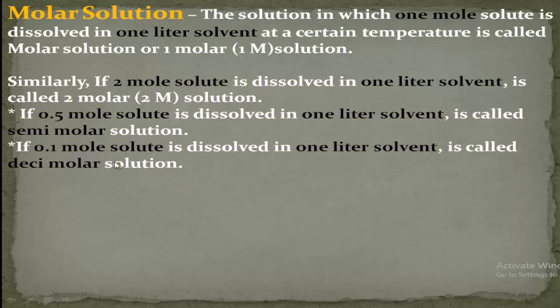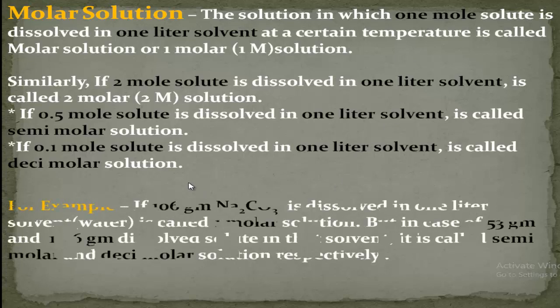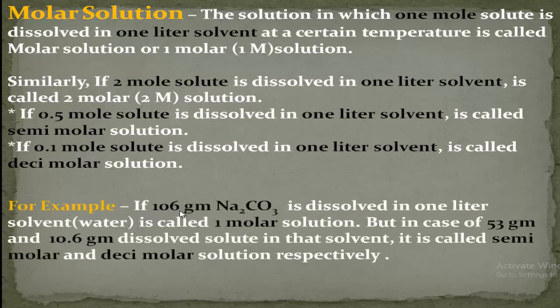Now, you should know that 1 mole is actually the amount of substance. But this mole we cannot measure directly. So, to measure the solute substance, we have to express this amount into gram, which we have learned in our previous classes. For example, if 106 gram sodium carbonate is dissolved in 1 liter solvent, then it is called 1 molar solution.